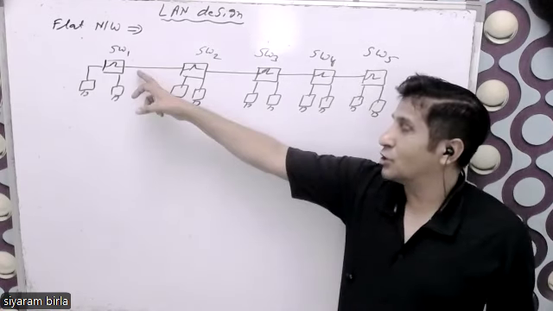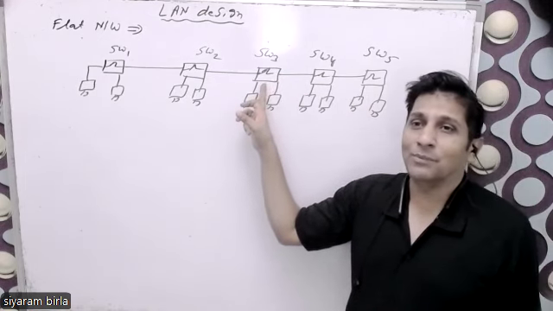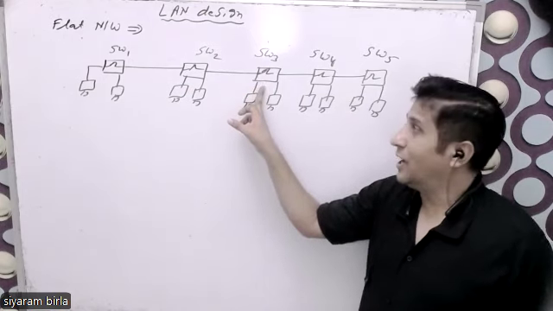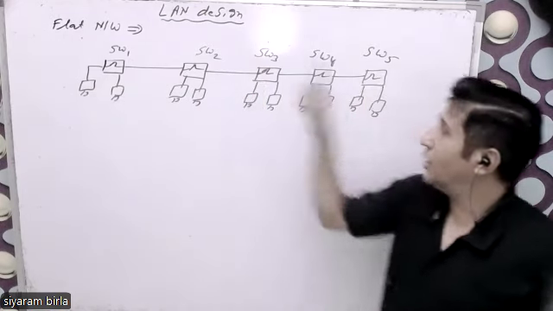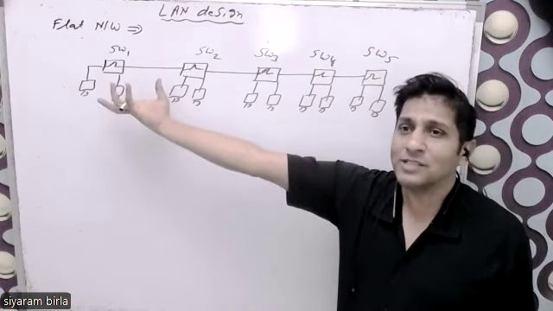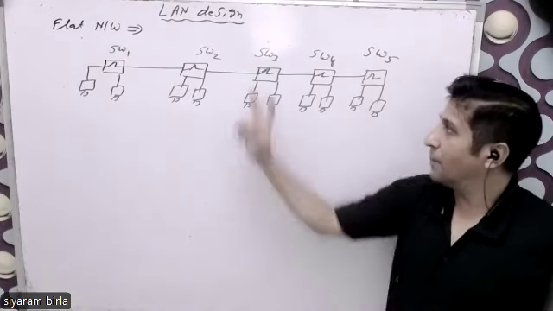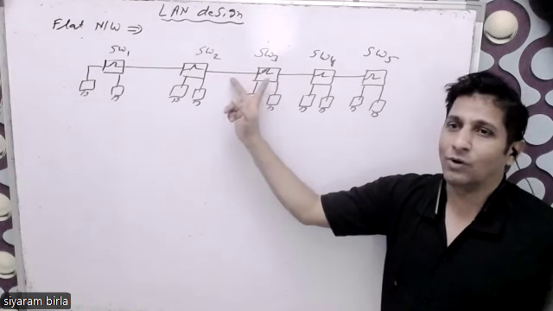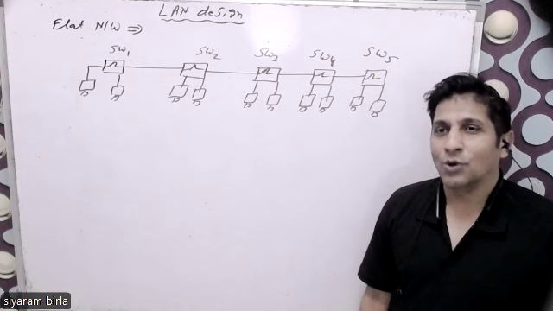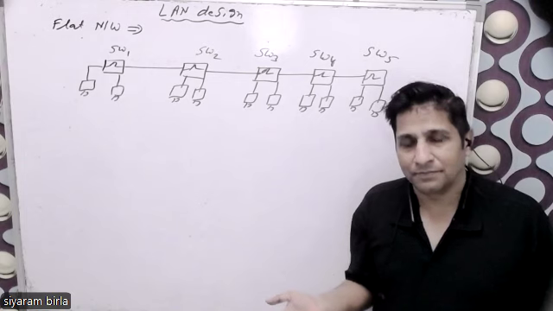Suppose this is switch one, switch two, switch three, switch four. Suppose the middle switch goes down. Then this PC cannot communicate with that PC. This side PC cannot communicate with the other side PC, because the middle switch is down, powered off, or the middle cables are down. Then all communication will be blocked. So if one switch goes down, then the whole network will be down.